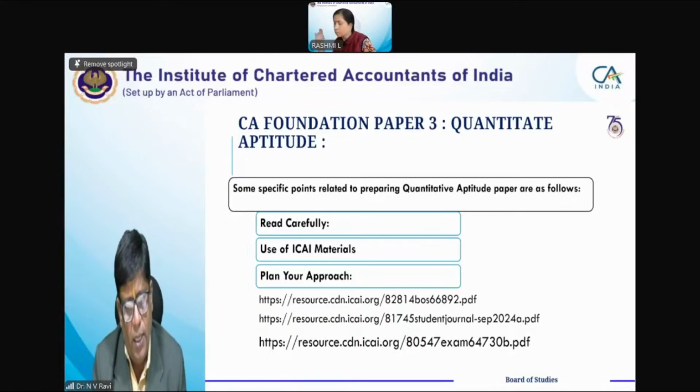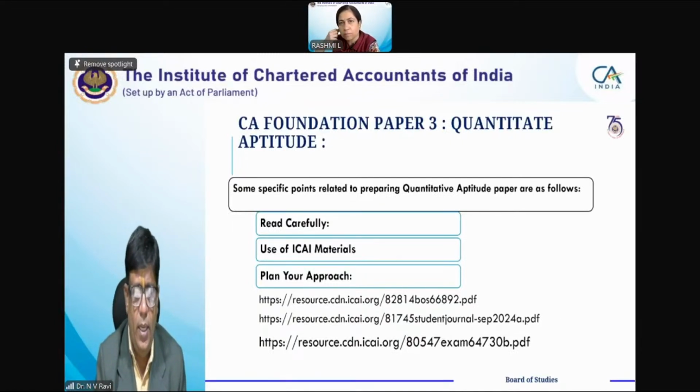Next is sources. If you look at the other sources also, Sarans is also published and hosted on the website, the BoS Knowledge Portal, for all four foundation materials: accounts, laws, quantitative aptitude, and business economics. All these materials are also available.